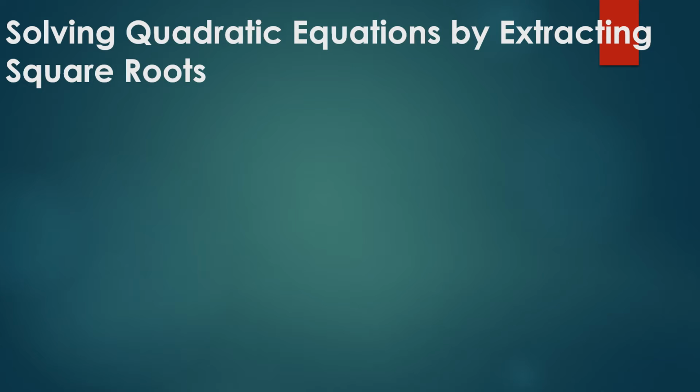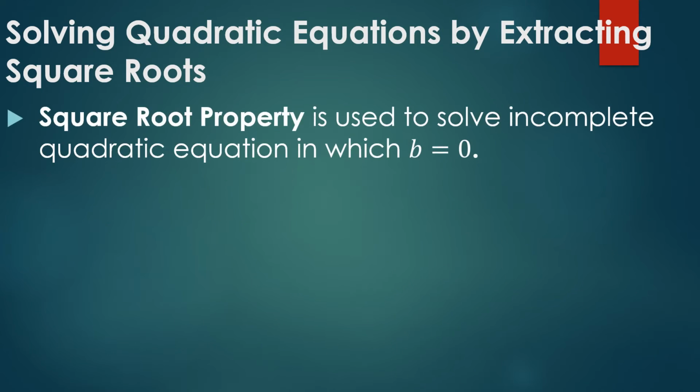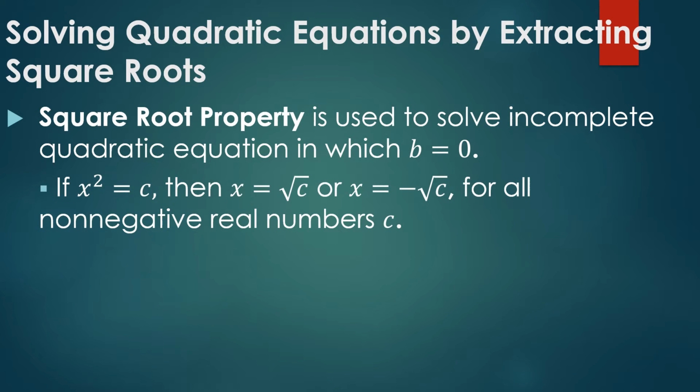In this method, we are going to use the concept of square root property. It is used to solve incomplete quadratic equations in which the value of b is 0. Square root property states that if x squared is equal to c, then x is equal to the positive square root of c, or x is equal to negative square root of c for all non-negative real numbers c.